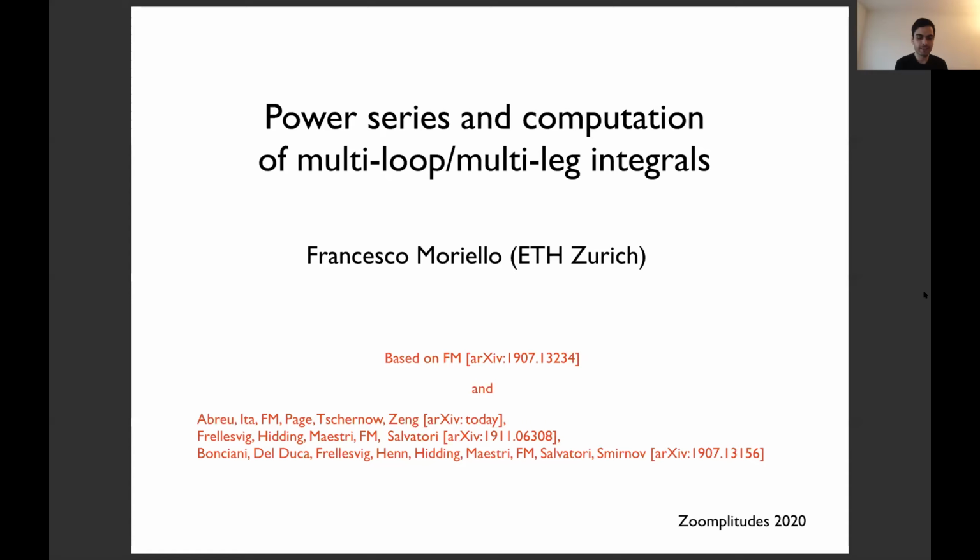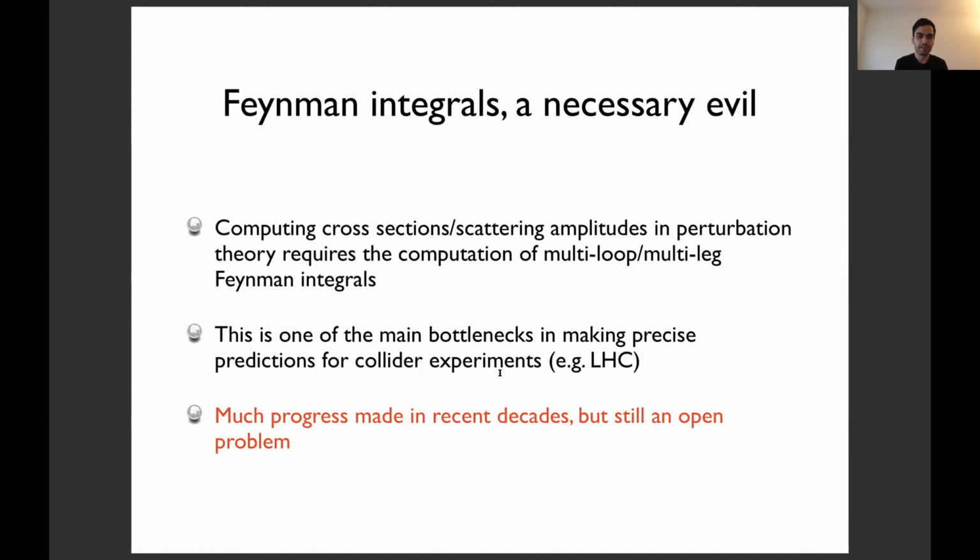So actually, this talk is based on a number of papers that appeared recently, and in particular, this one about the computation of two-loop pentagons with one off-shell leg appeared today. So everything is quite fresh. So let me start with a relatively general introduction.